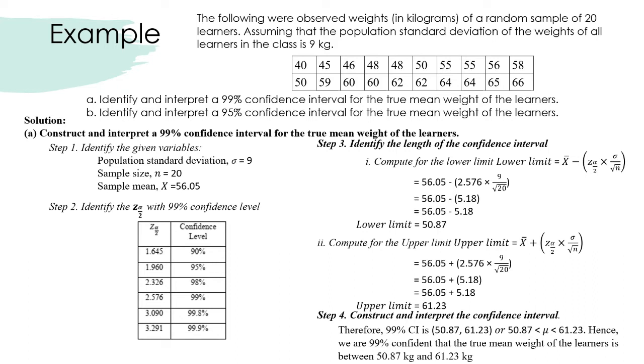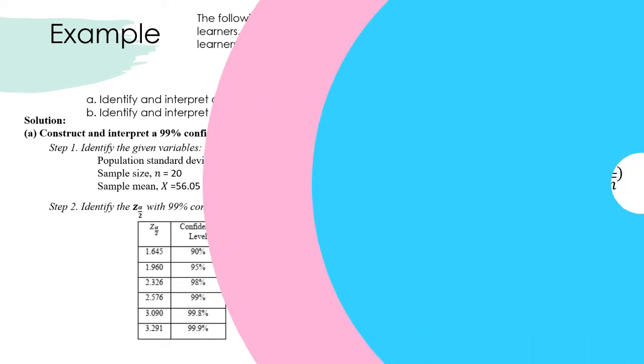Step 4, construct and interpret the confidence interval. Therefore, our 99% confidence interval is the quantity of 58.87 and 61.23, or 50.87 is less than mu, or mean, is less than 61.23. Hence, we are 99% confident that the true mean weight of the learners is between 50.87 kilogram and 61.23 kilogram.